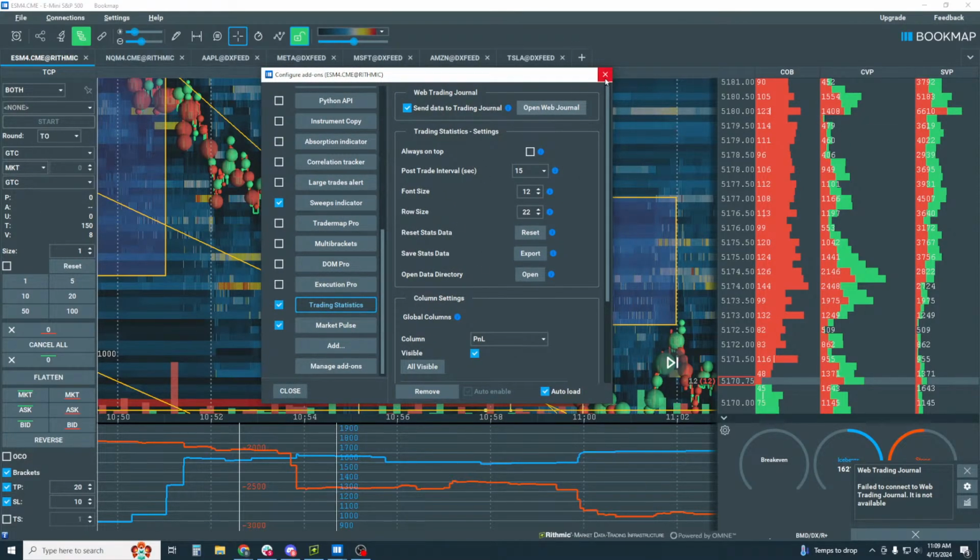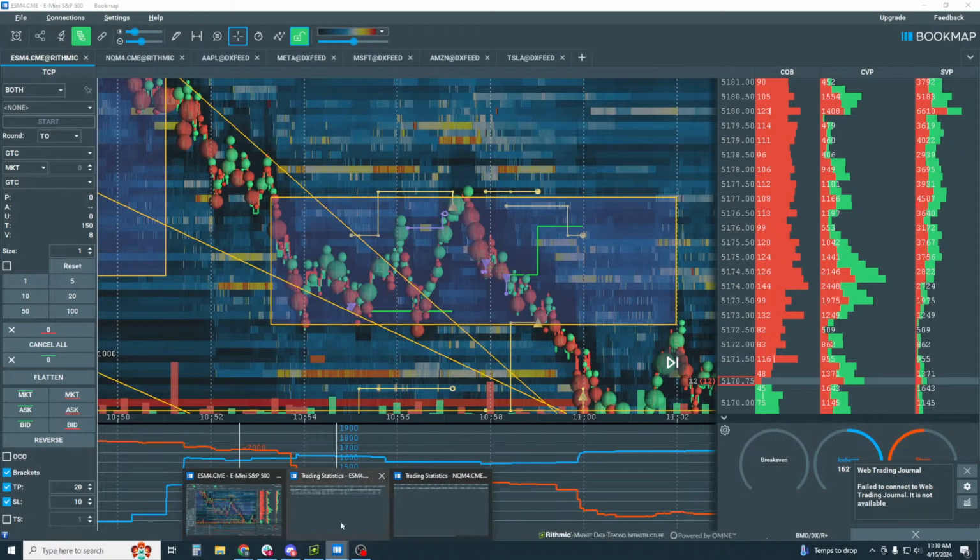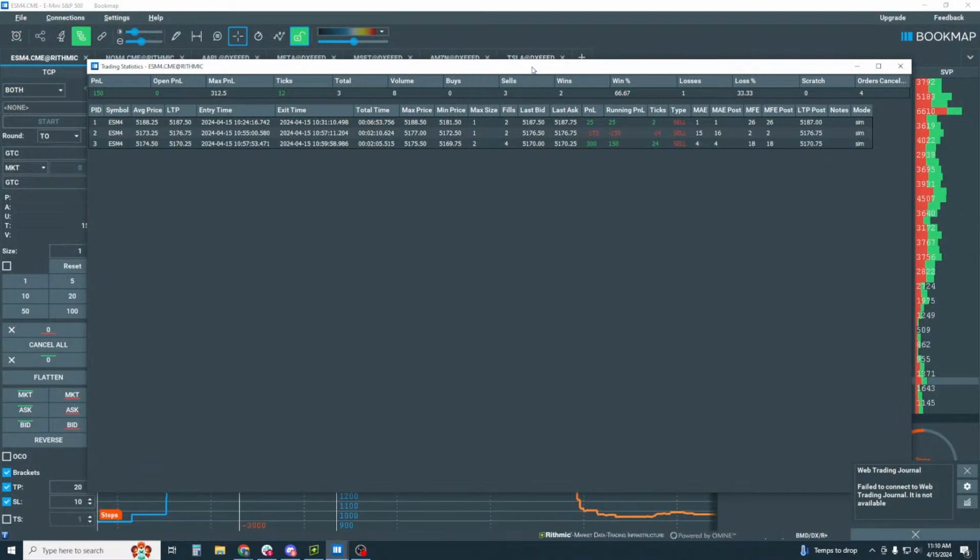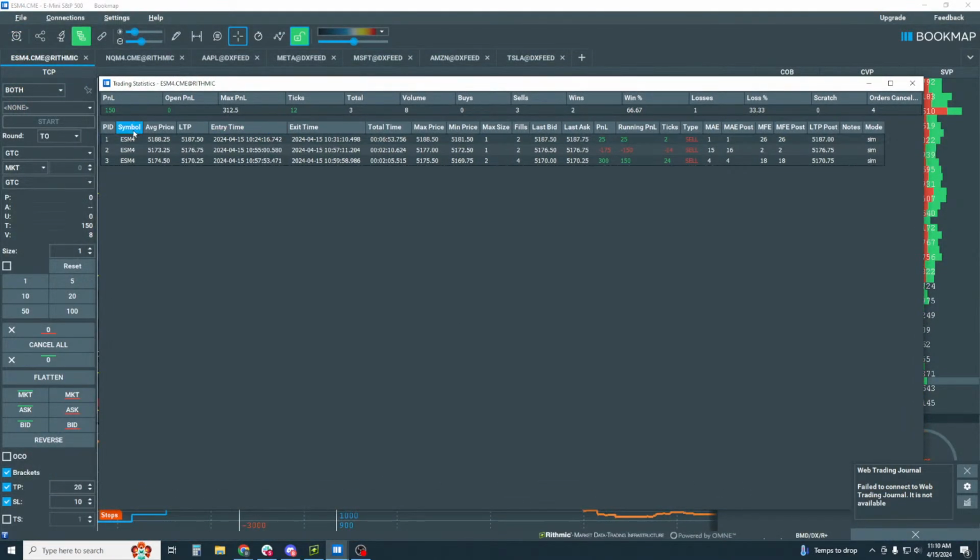But nonetheless, what I can show you here is the trading statistics. You will need to have this open. So here it is, and we've got a lot of criteria or metrics in here, several, as you can see. And here's our P&L, our running P&L. We have our maximum adverse excursion, maximum favorable excursion, both the post and the regular, and notes we can put in here.